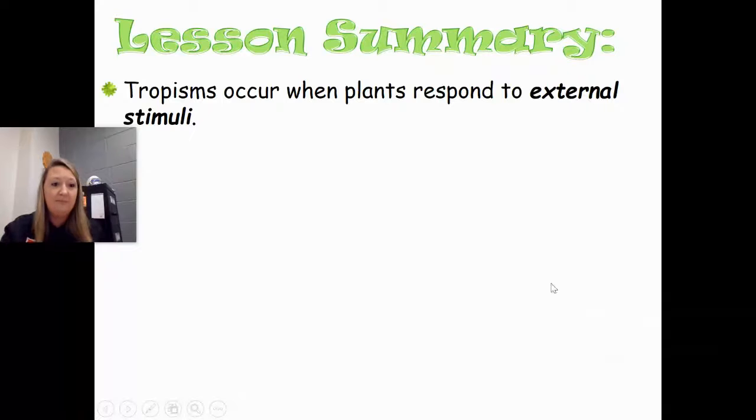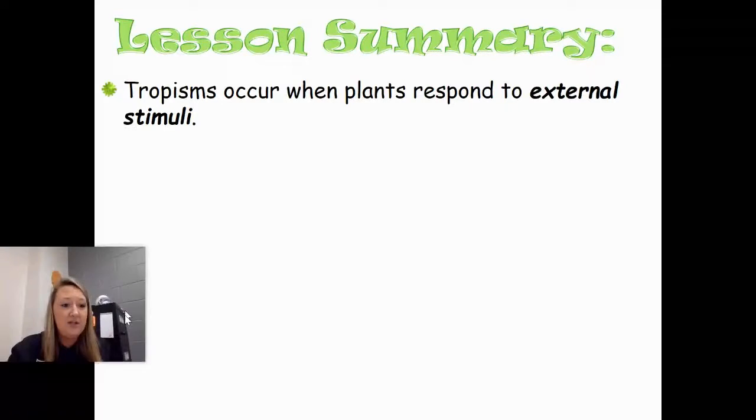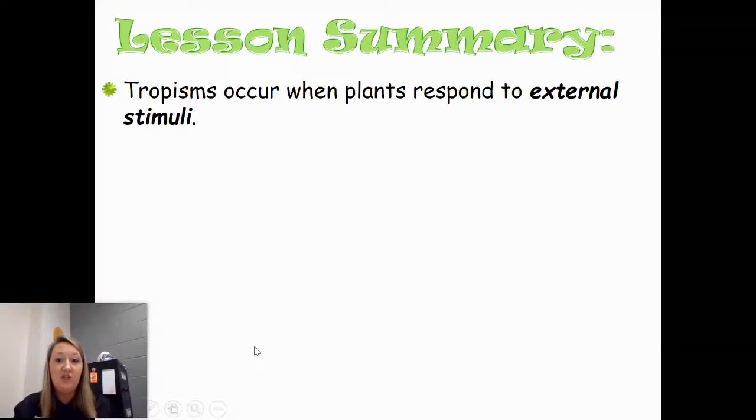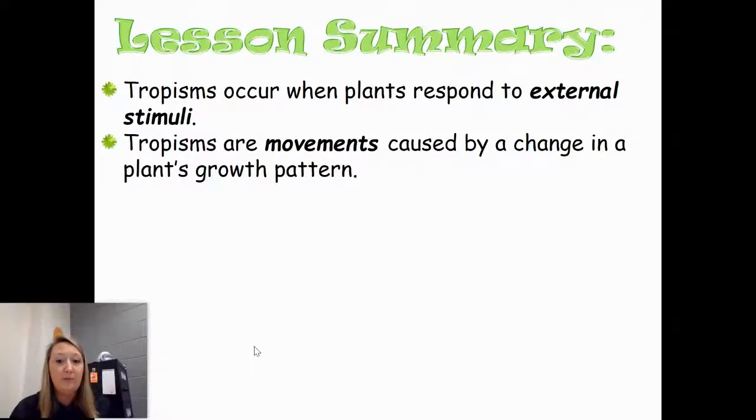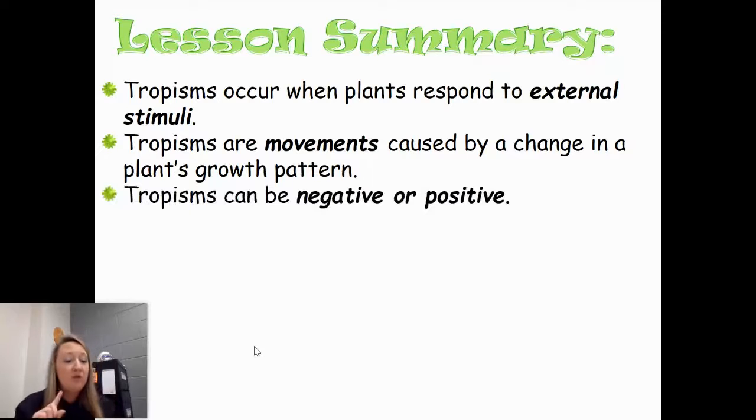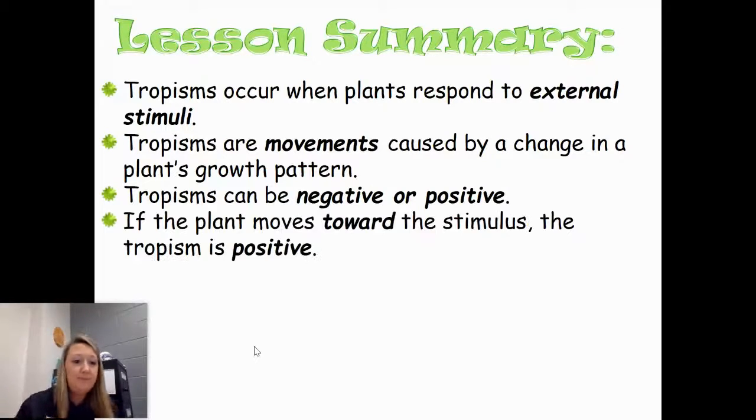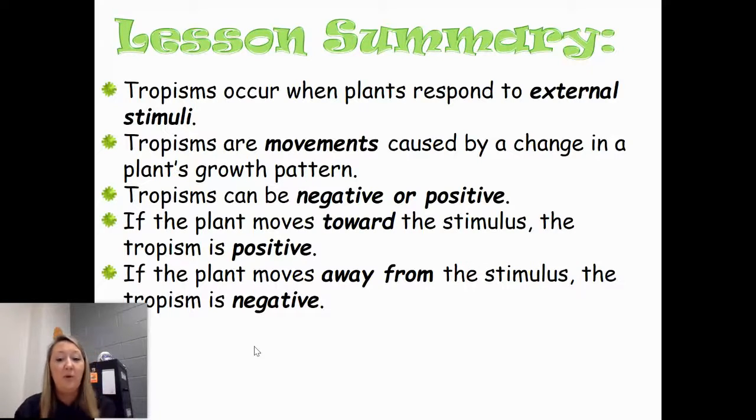So in summary, tropisms occur when plants respond to external stimuli, a change in their environment. Tropisms are movements that are caused by a change in a growth pattern. Okay, so tropisms are movements of plants. Remember, trop is that word part that means to turn. Tropisms can be negative or positive. Negative means it's moving away from whatever the stimulus is. Positive means it's moving towards whatever the stimulus is. If the plant moves towards the stimulus, the tropism is positive. If it moves away from the stimulus, the tropism is negative.